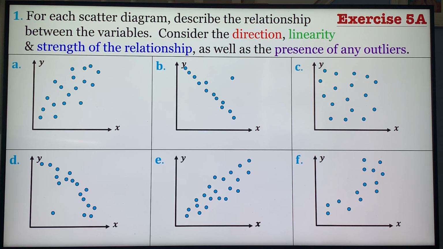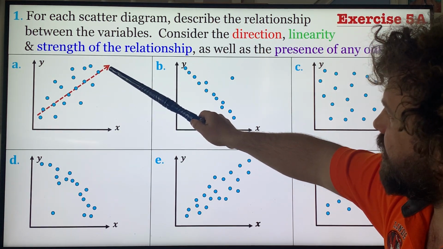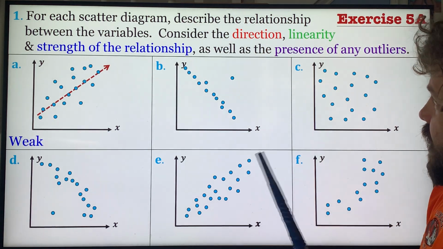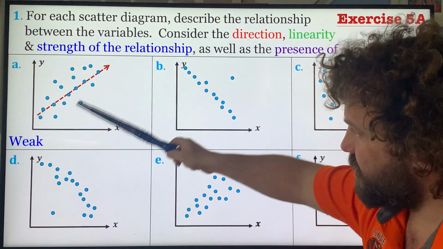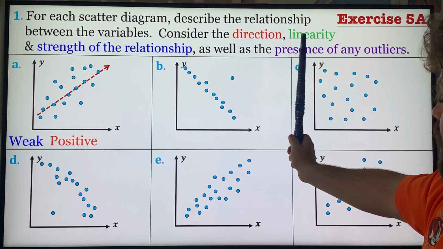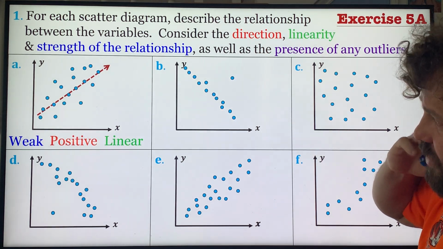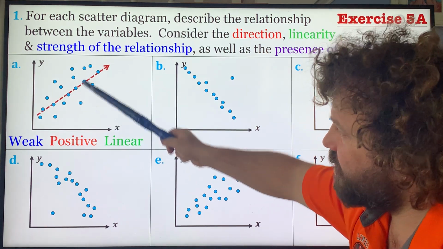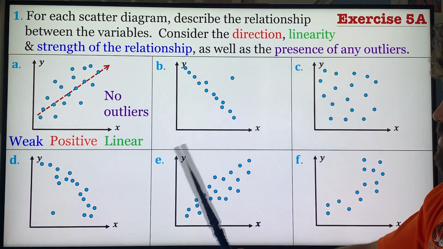So I'm going to start by going over A. I would draw lines through them all. That's my line. So noticing this line, direction, that's positive. Strength of the relationship, weak, because these things are kind of far away. So it's a weak, positive, linear, because it's kind of going up in a straight line. Weak, because see how far away this stuff is. And then, are there any outliers? No, I don't see any outliers.